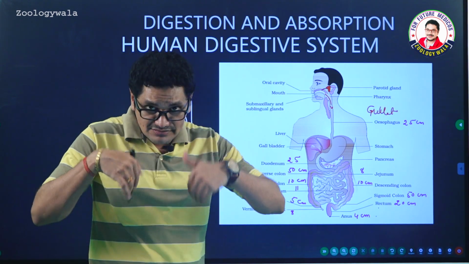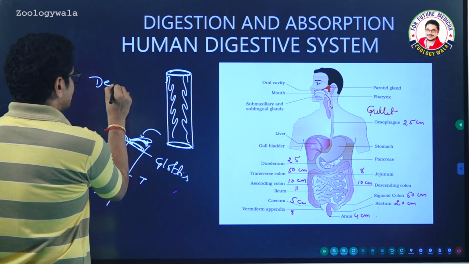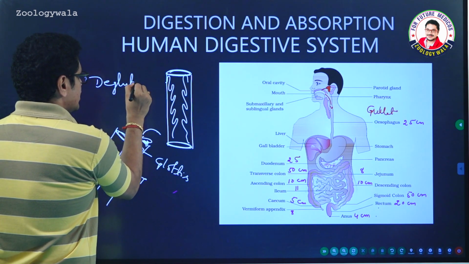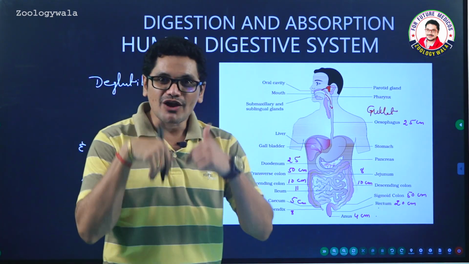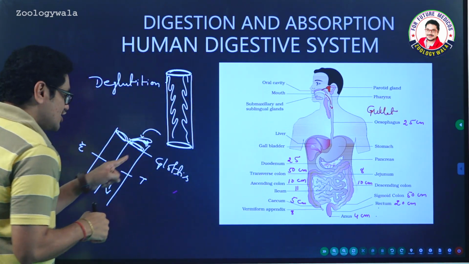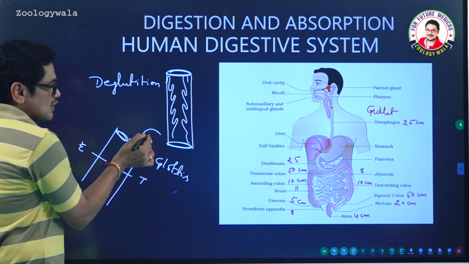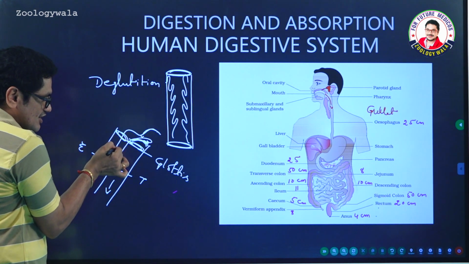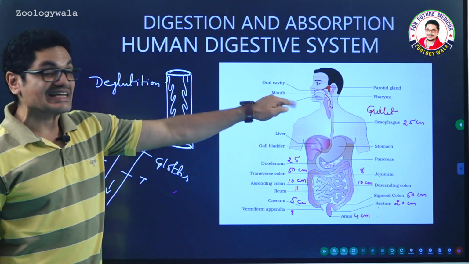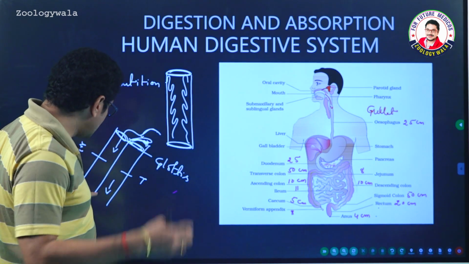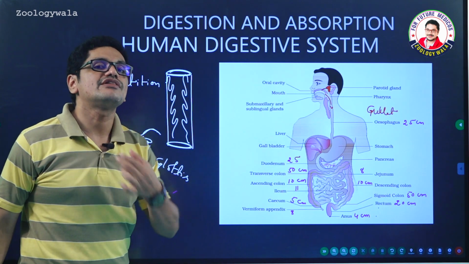And that's it. This is called deglutition. Swallowing is called deglutition. D-E-G-L-U-T-I-T-I-O-N, deglutition. So when you swallow the food material, it shouldn't enter into the trachea. That is the reason why the epiglottis closes the glottis. So the food material takes a diversion and enters into the esophagus. The beginning portion is called gullet, the first part where it enters. So the esophagus is present on the dorsal side, and the trachea is present on the ventral side.